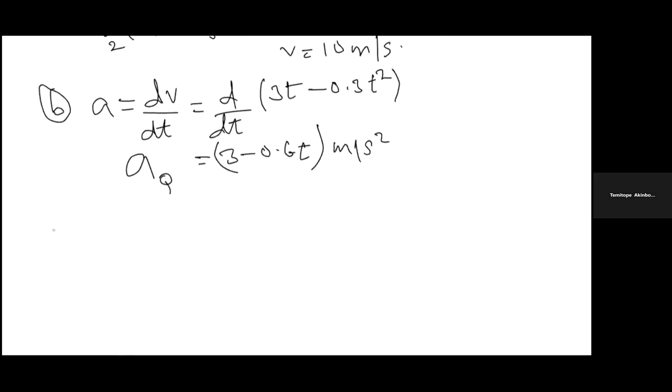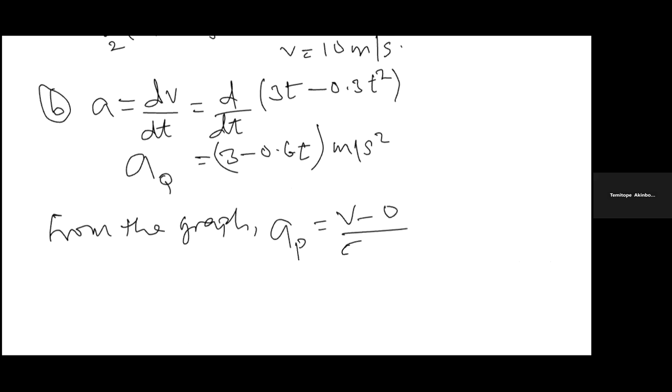From the graph, that will be change in what? In v. Am I right? a_P equals v minus 0 over 5 minus 0. And we have found v to be 10. Is that correct? Yes, sir. From question A. So this will be 2. So acceleration of P is 2 meters per square second.